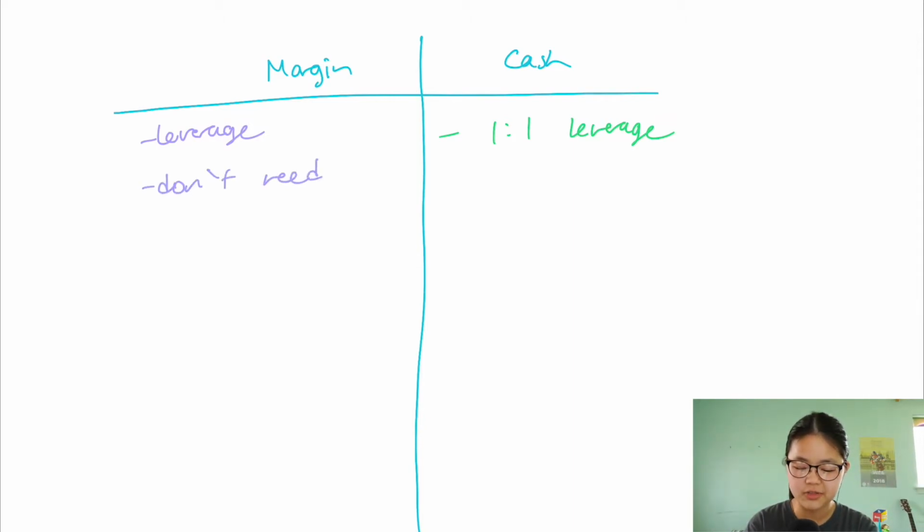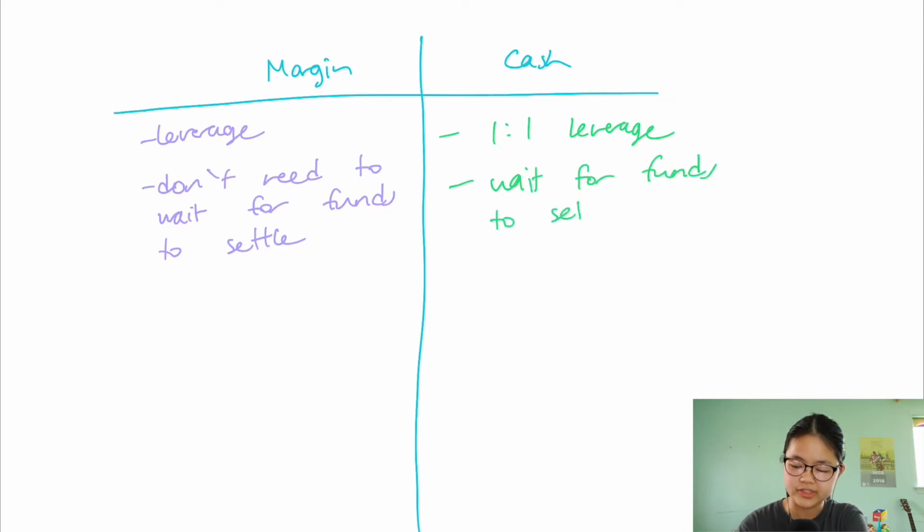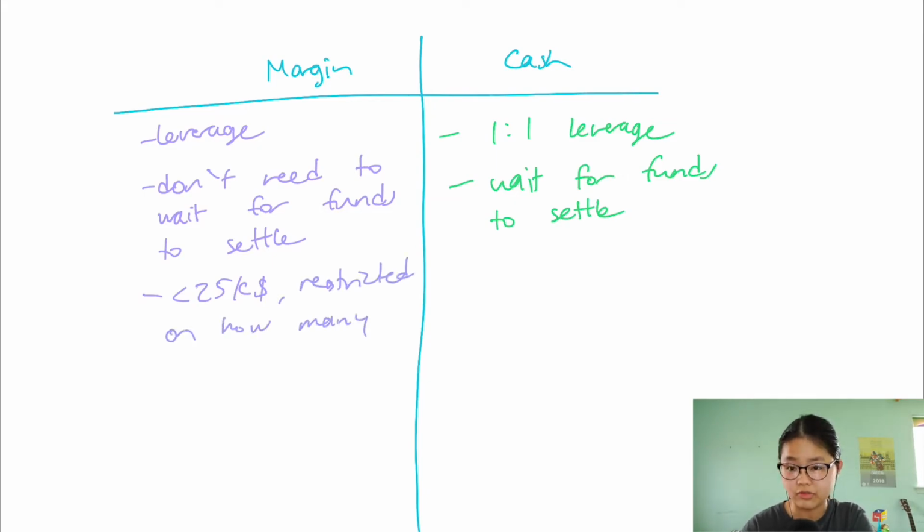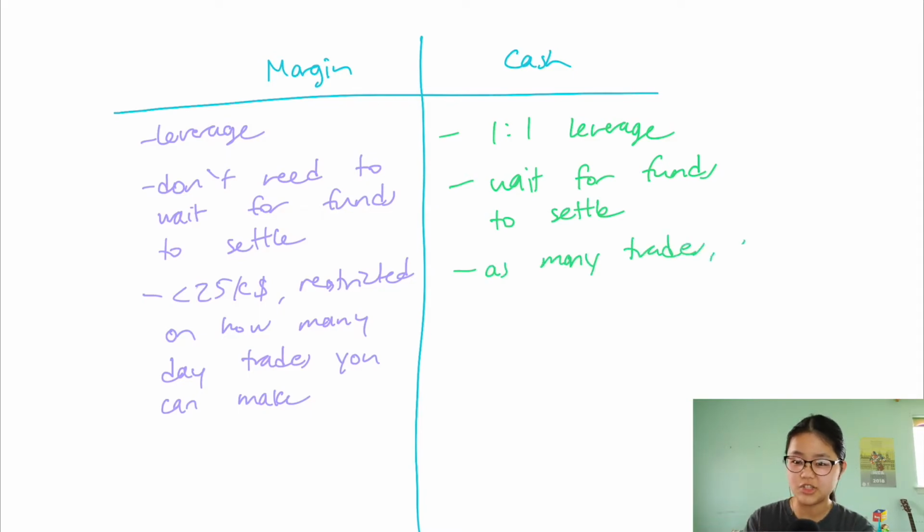Next, in a margin account, you don't need settled funds, whereas in a cash account, you need to wait for funds to settle. Another thing about margin accounts is that if you have a small account, again, less than 25, that does not say $25,000, you are essentially restricted on how frequently you can trade, whereas in a cash account, you can take as many trades as you want as long as you have the cash in the account.